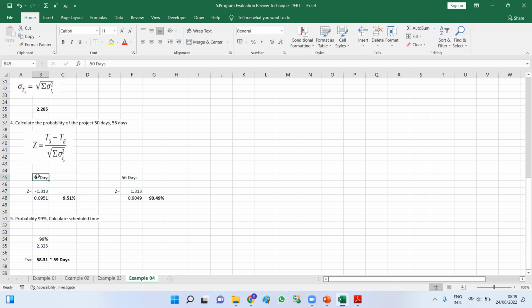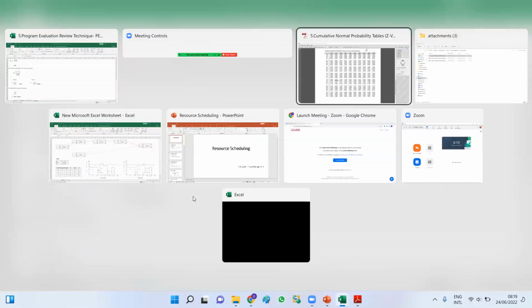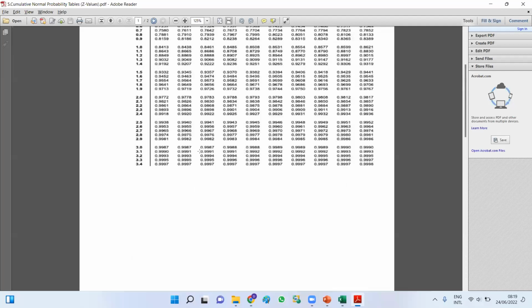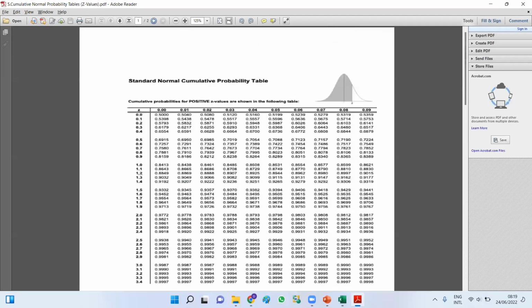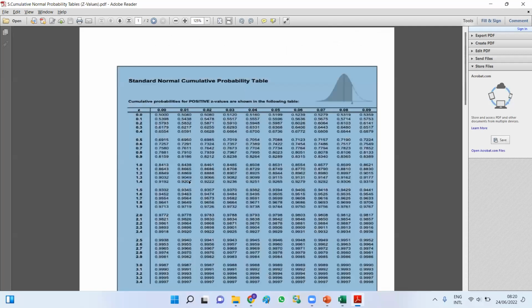Right. So likewise, you can calculate the z value for the 56th day as well. Instead of 50, you put 56 minus 53 and divide the whole thing by the standard deviation. The value you are getting is 1.31, and again you have to look it up in the z value table. You have to look at the positive value, 1.31, that is 0.9049.